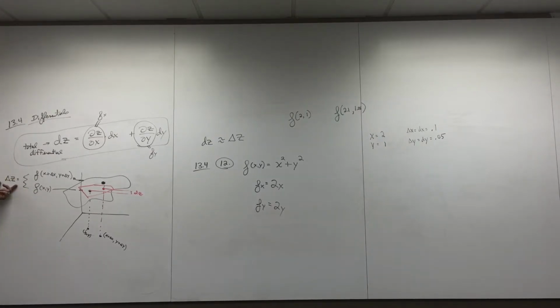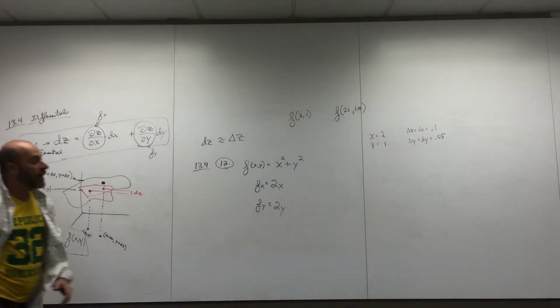Delta z is you plug a point in the function and get a z value, you plug the other point in the function and get a z value, and you subtract. I guess I could write that. The formula for delta z is f of x plus delta x, comma y plus delta y, minus f of x, y. Are you guys with me? Plugging in one point, plugging in another point, and subtracting them to get the change in z. There's no calculus on this. This is just plugging in and subtracting.